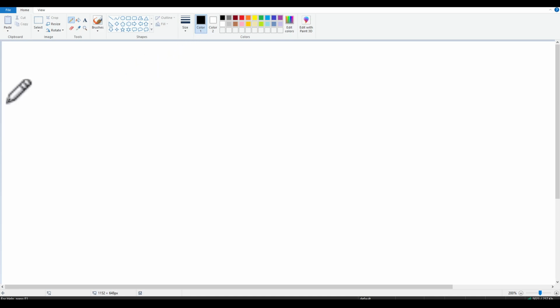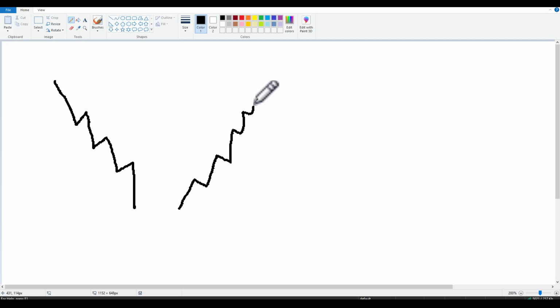Okay, so guys, remember the market has three behaviors that it shows us. You have instances where the market is trending down like this, and then you have instances where the market is trending up like that, and then you have instances where the market is moving sideways, right?